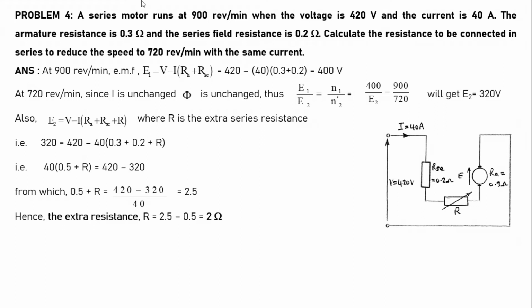Okay, fine. Now when it is running normally without connecting any external resistance, the formula for a series motor is E1 is equal to V minus I into (Ra plus Rsc).